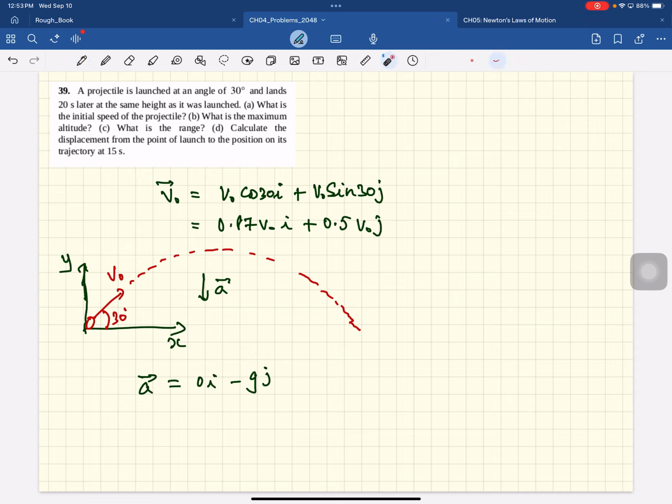So you launch it and it hits the ground 20 seconds later. So we can find the initial speed of the projectile. Let's look at the y motion. y minus y0 equals v0y t plus 1/2 ay t squared. You'll see in a second why I chose this. You know the final y position, you know the initial y position, the initial y component of the velocity is known in terms of the initial speed, and you know the time. So you can calculate the initial speed.